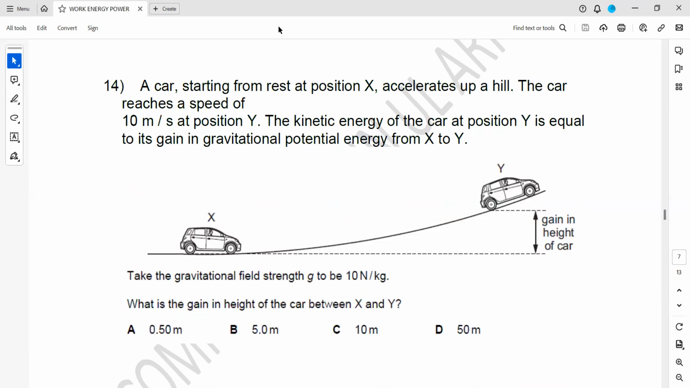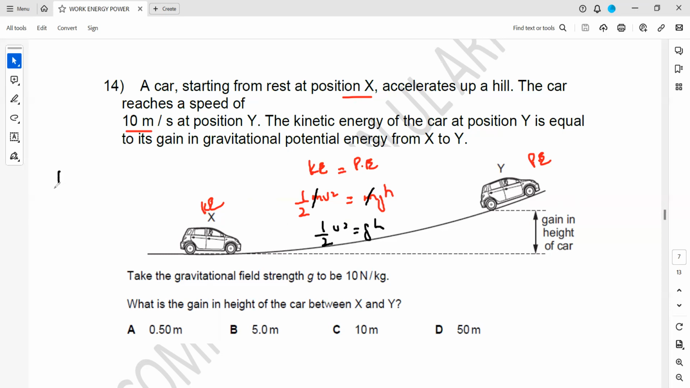A car starts from rest at position X and accelerates. The kinetic energy of the car at Y is equal to the gravitational potential energy. What is the height? So they mention here that the kinetic energy at this point is equal to the potential energy at Y. The kinetic energy is half mv square and the potential energy is mgh. So we can cancel m with m, because we don't know the mass and the mass will cancel out. So this will become half v square equals gh.